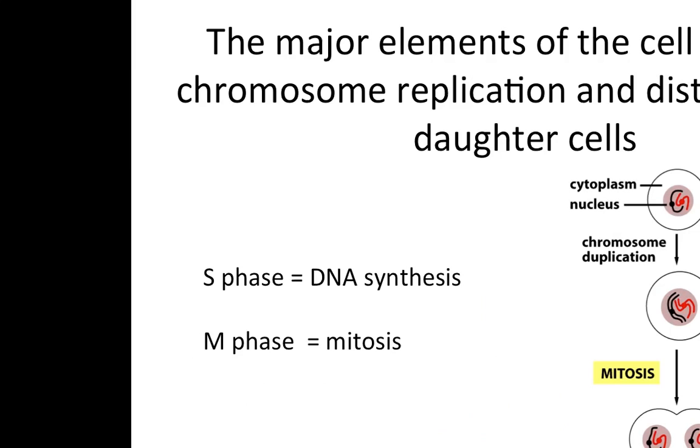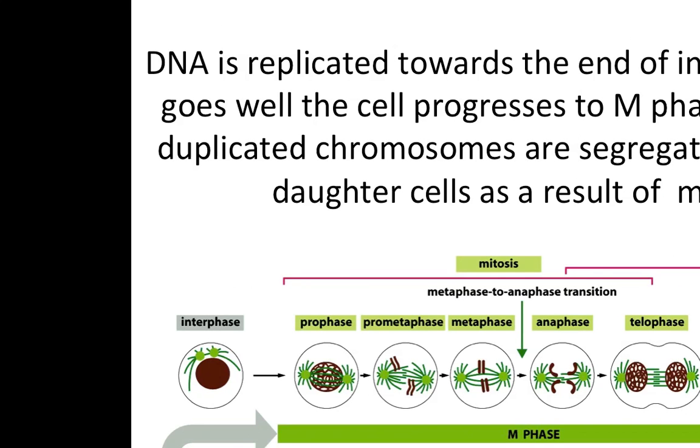And so you can think of the major elements of the cycle as S and M phase, right? Chromosome duplication, distribution to daughter cells. The DNA is replicated towards the end of interphase, and if all goes well, the cell will progress to M phase, where the duplicated chromosomes are segregated as a result of mitosis. So interphase is everything but mitosis. I've said this a few times, but people always think interphase is part of mitosis. It is not. Interphase is everything from cytokinesis all the way to prophase. Okay?